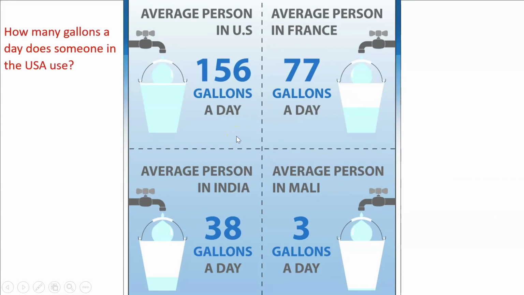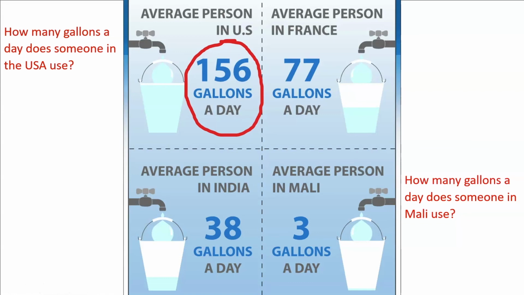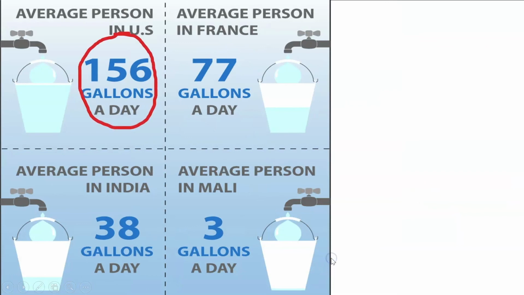So, how many gallons a day does someone in the USA use? That's right, 156 gallons. Can you say that number? 156. How many gallons a day does someone in Mali use? Correct, 3 gallons a day. So, 156 gallons in the US, 3 gallons in Mali.